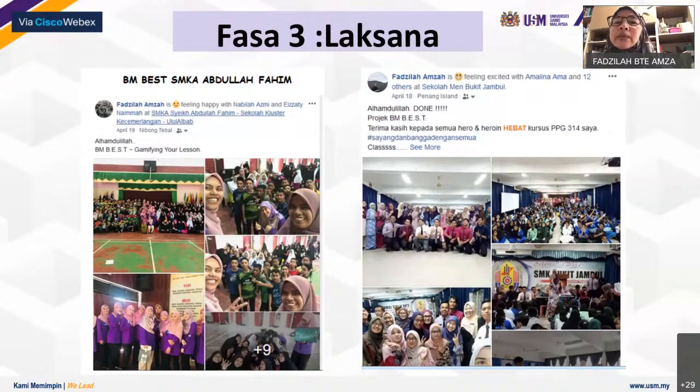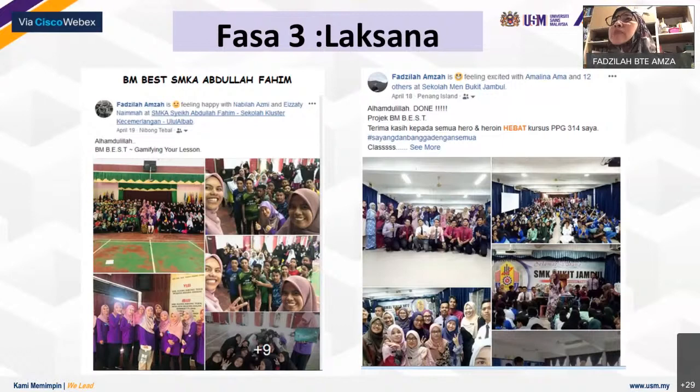Okay, this is in Nibong Tebal. And this is another BMBAS project in my course. PPG 314 is the second part, PPG 214 is the first part. Kedah mengajar 1. This is Kedah mengajar 2. How we did this in Sekolah Menengah Kebangsaan Bukit Jambon. So this is how I apply constructivism in my teaching. Okay, so hopefully I could share with you all.